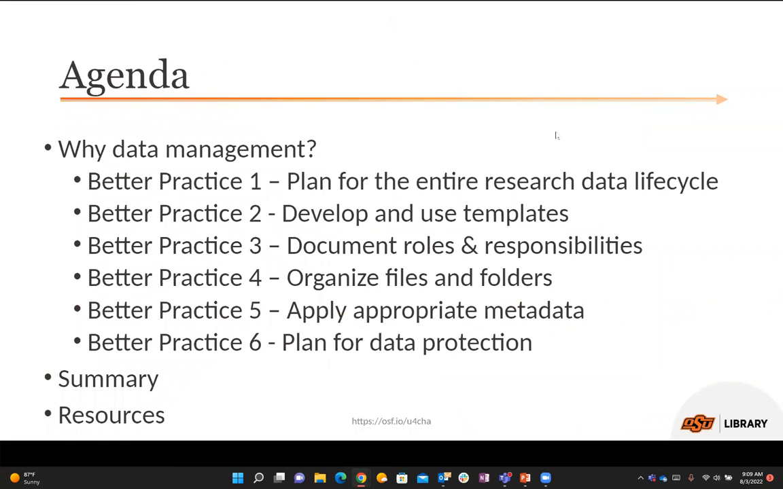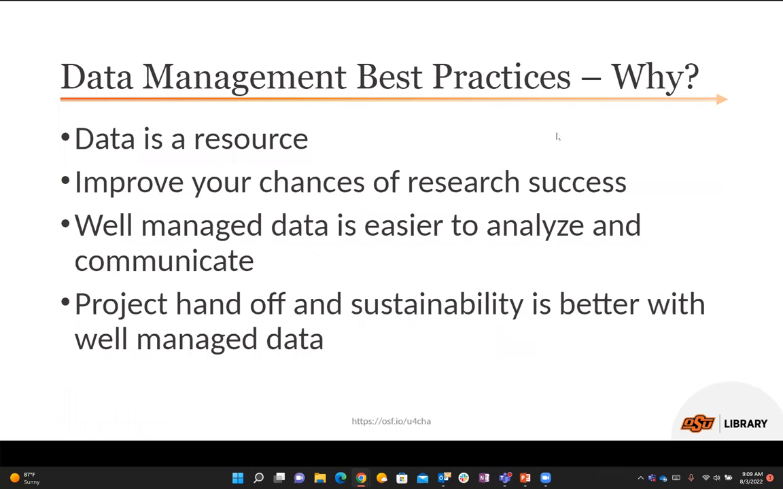And just as a very quick overview, this is what we're going to go over today. We're going to talk about why you care about data management. And then we're going to talk about 6 better practices that you can implement and hopefully will make your life easier as you progress. So let's start with why.